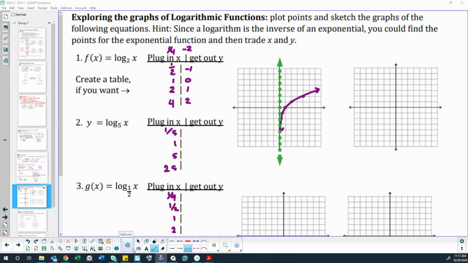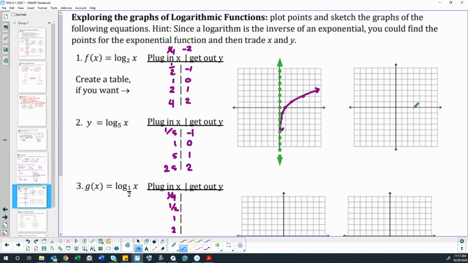Okay? So I've chosen numbers that are powers of the base 5. Log base 5 of 1/5 is -1, because the power that turns a 5 into a 1/5 is -1. Log base 5 of 1 is 0, because the power that would turn a 5 into a 1 would be 0. Log base 5 of 5 is 1, because a logarithm is an exponent, and the exponent that would turn 5 into 5 is just 1. And then 25 is not even really going to fit on my graph, but just for good measure, I threw that one in there. So that would be 5 to the second power.